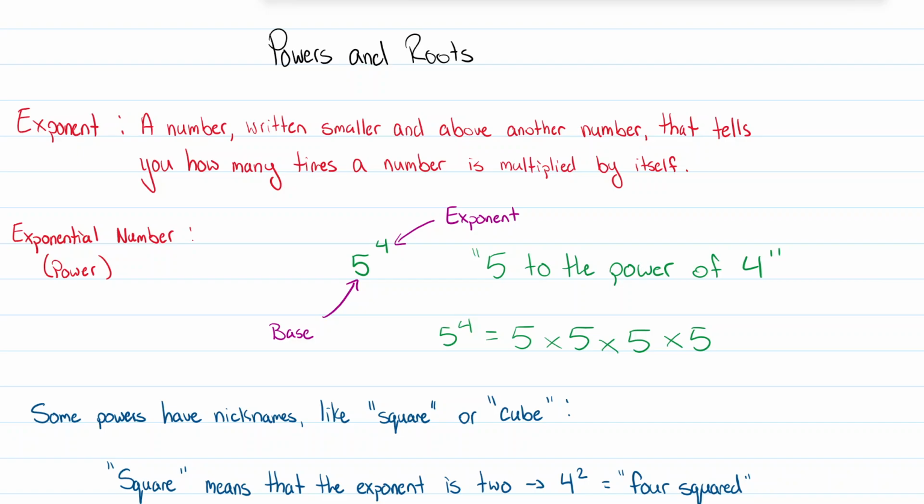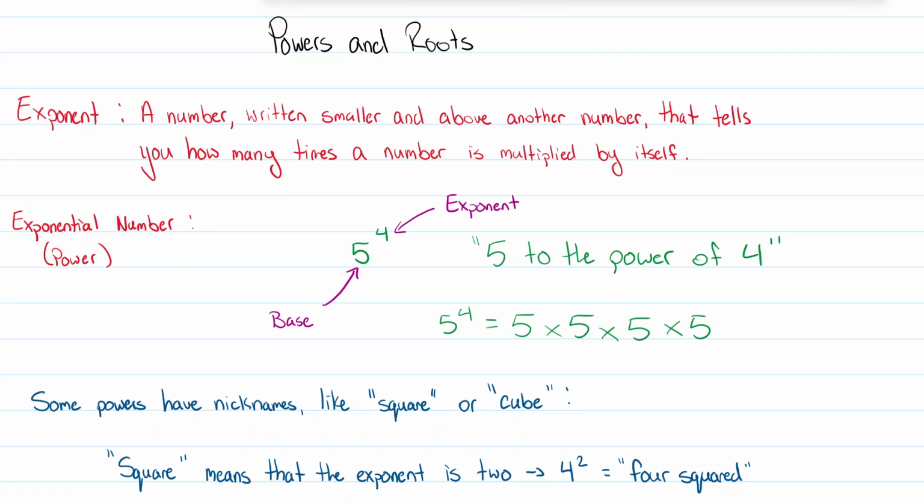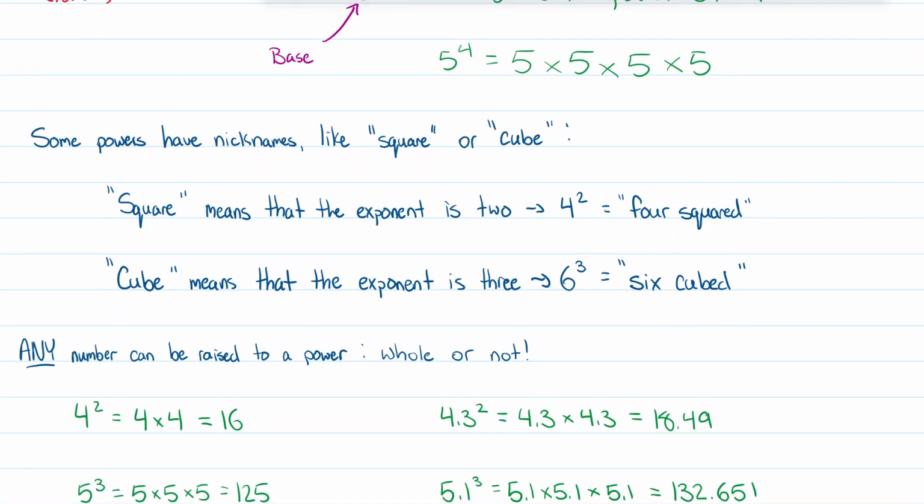Some powers have nicknames, and that's the square and the cube. The square means that the exponent is going to be 2. So we've got 4 to the power of 2 here, and we say 4 squared. Cube means that the exponent is going to be 3. So 6 to the power of 3, we usually just say 6 cubed.